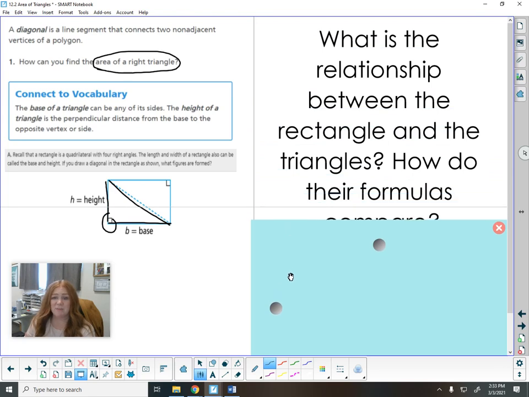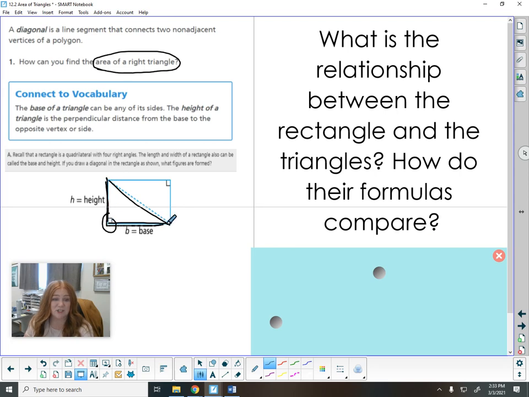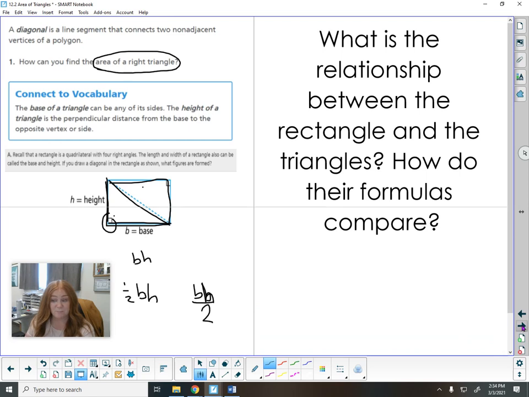What is the relationship between the rectangle and the two triangles? We talked about this before. What's the relationship between this rectangle and the two triangles? Well, the triangles are half of the rectangle, or the rectangle is 2 times bigger than one of the triangles. So our rectangle formula is base times height. And if we're doing the triangle, we take base times height, but we just want half of it, or we can divide it by 2.